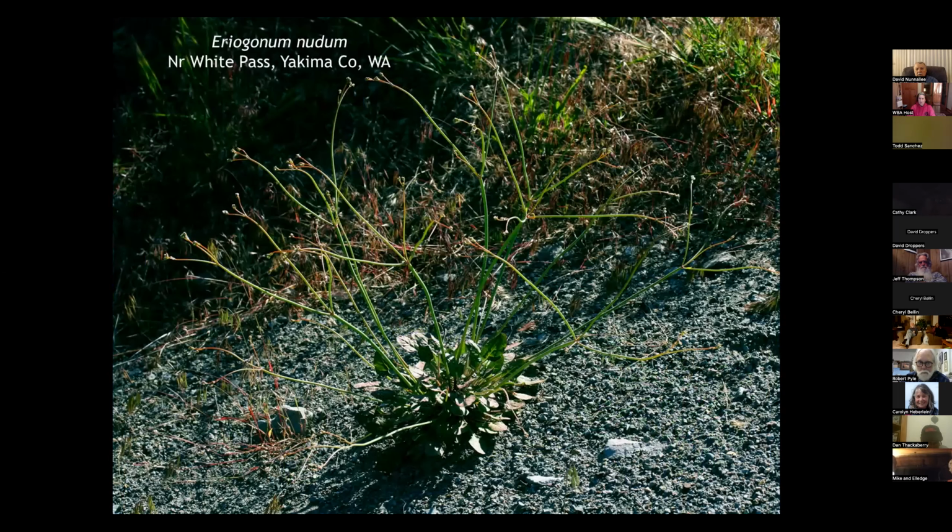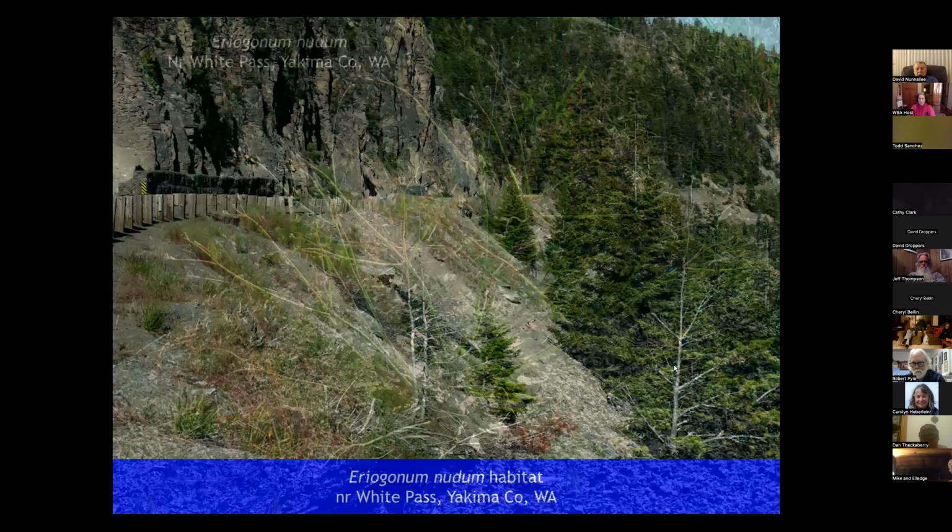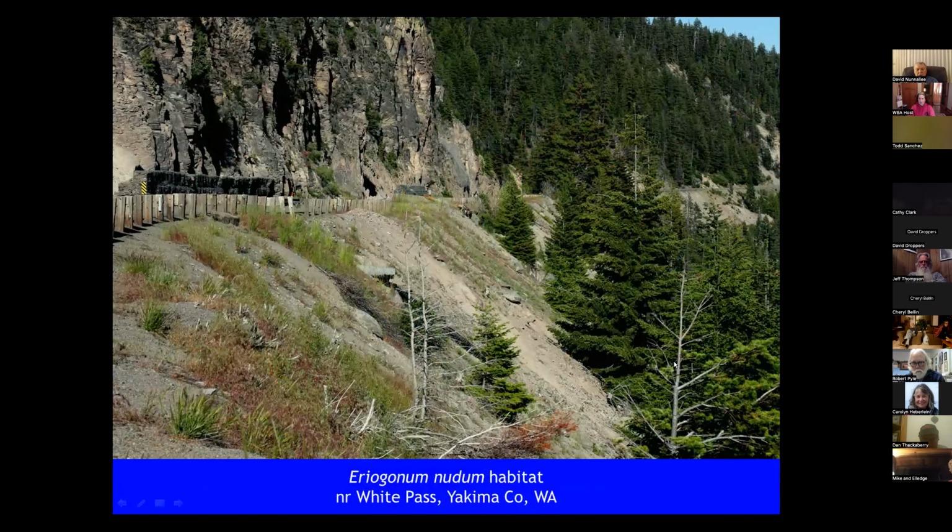And here's a better look at a complete plant. This one's not quite in full bloom. It's mostly in bud, as you can see out at the sides here. This is the kind of habitat where it grows. It's like, yikes. This is Highway 12 on the left. This is the main White Pass Highway. And we're looking east in this picture. Rimrock Lake would be way down below us and on our right.